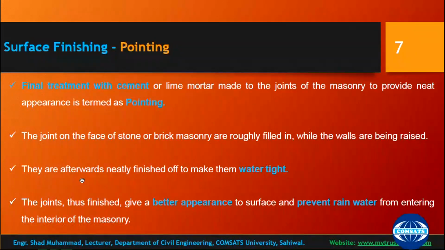They are afterwards neatly finished off to make them watertight. To make them watertight, you have two procedures: either you do pointing or you do plastering. The joints thus finished give a better appearance to the surface and prevent rainwater from entering the interior of the masonry, for better appearance and to prevent the rain from entering the interior of the masonry.